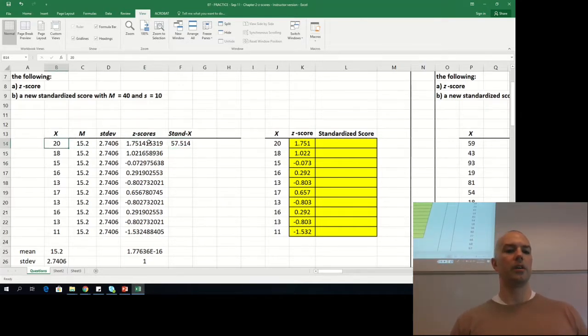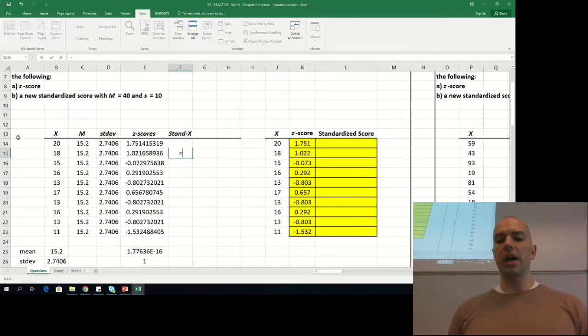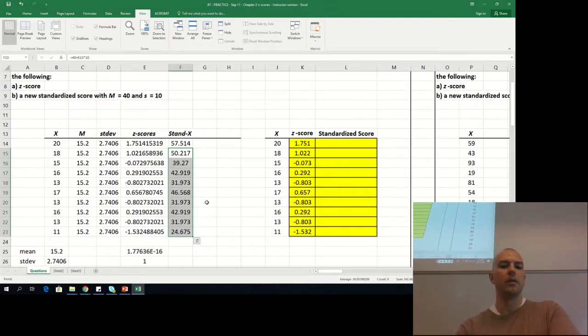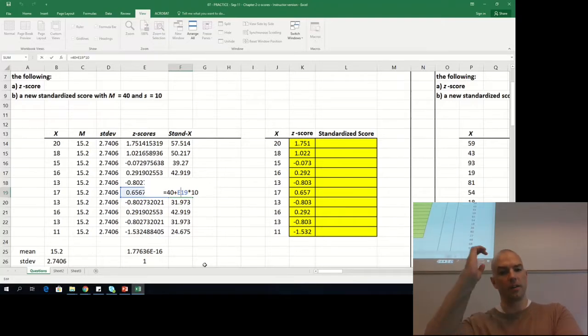So score 20 in the original X scores got transformed into a z-score of 1.75, and then that got transformed into this new standardized score. And when we do all of them, we'll double check their mean and standard deviation. So one more time, we have our new mean, which is 40, and to that we add the z-score multiplied by our new standard deviation, which is 10. And this one's a little bit easier because we can copy and paste that all the way down. And once again, just double click on it. You see that it's accessing the z-score that we want.